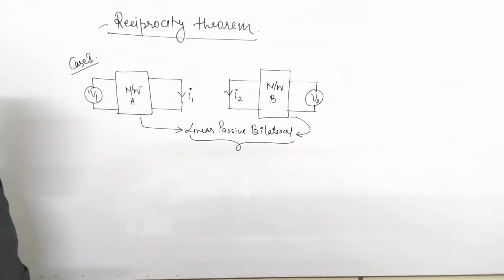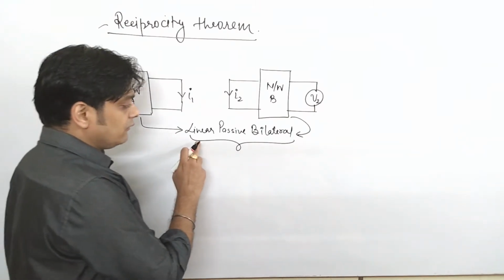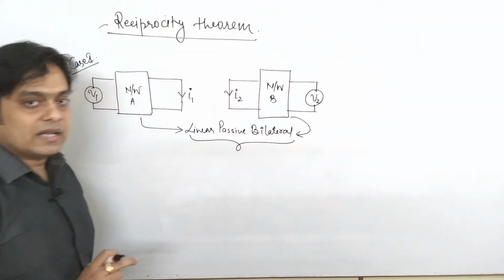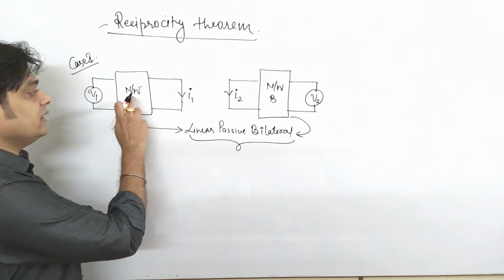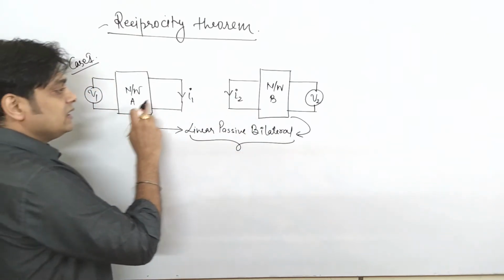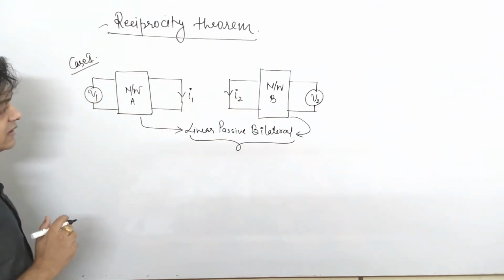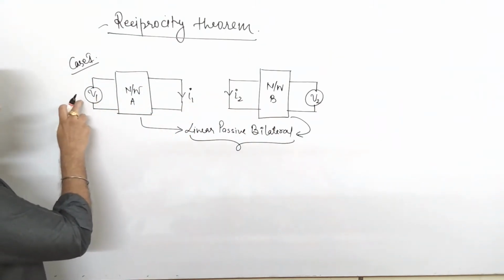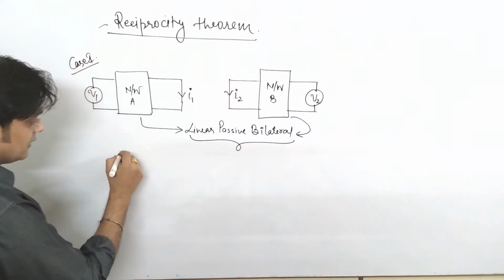However, it is not mentioned in the question. That's why I am telling you, you have to consider that if the condition of linear, passive, bilateral elements is written somewhere in your question, you should understand that networks A and B are reciprocal in nature. So as per the condition of reciprocity, this is your excitation variable, and this is your response variable.